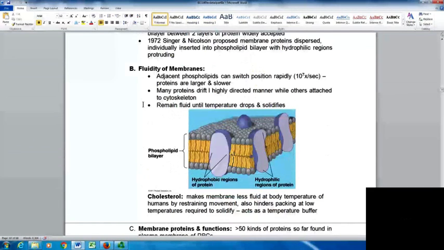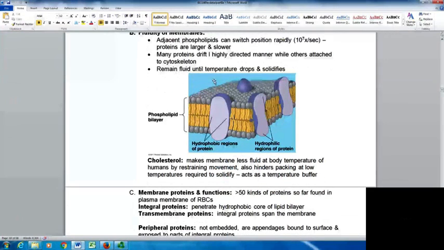Membranes are fluid. Adjacent phospholipids can switch positions rapidly, 10 to the 7th times per second. Proteins are a little bit slower because they are larger. Many of the proteins drift in a highly directed manner, while others are attached to the cytoskeleton, so it's not random how they move around. Membranes remain fluid until the temperature drops and they solidify. This is one of the reasons why frostbite is so dangerous for humans. When the temperature drops, our membranes are not fluid anymore and they're no longer functioning the way they should.